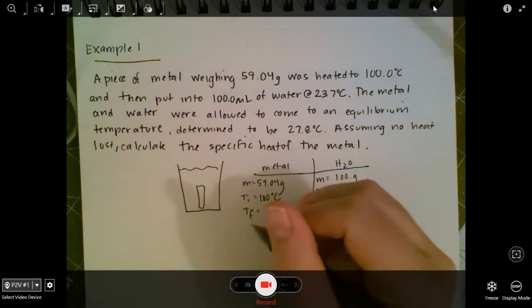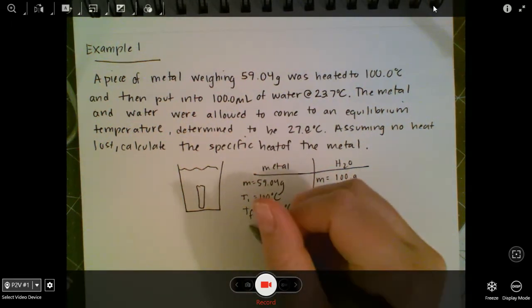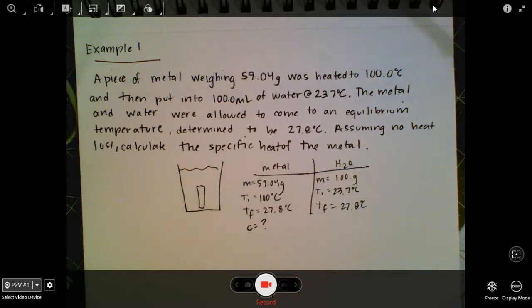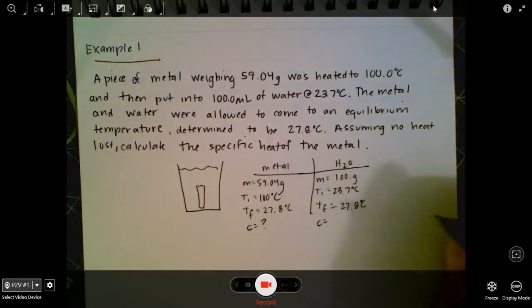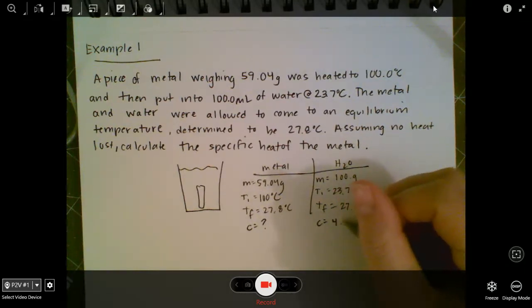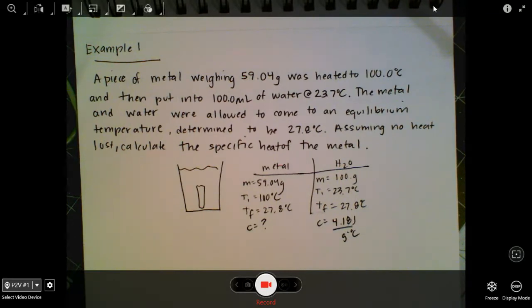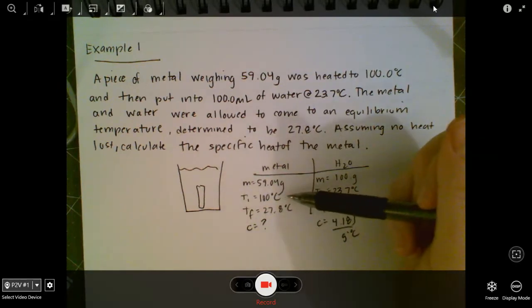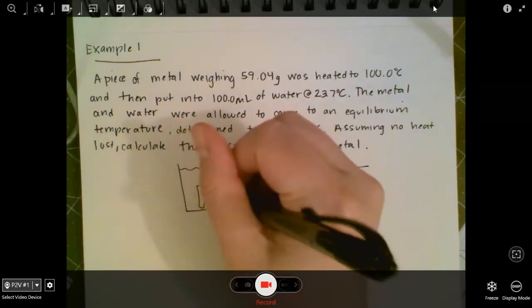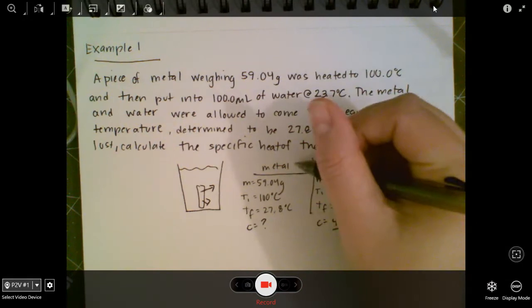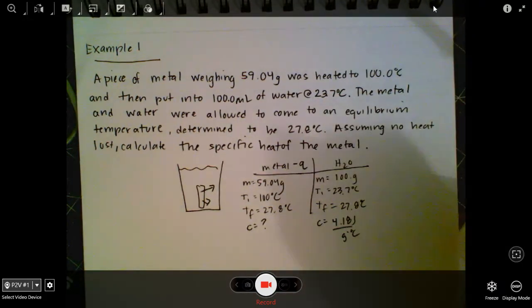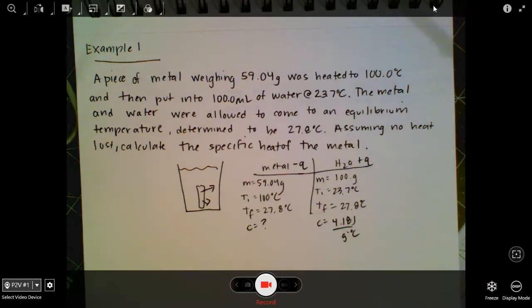Now, if we think about our equation q = mcΔT, I'm looking for the specific heat of my metal, so I don't know what that is, but water, and this is why we need to know this one by memory, is 4.18 joules per gram degree Celsius. So I need to know that one. And when you think about this situation, we have the heat going out of our metal because the temperature is dropping. So our metal is going to be the negative Q and our water is going to be the positive Q.